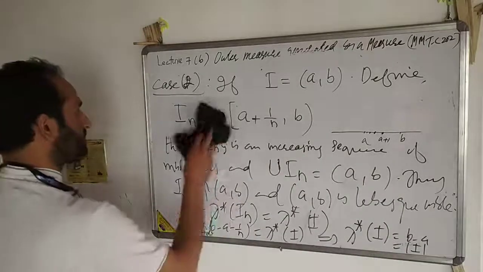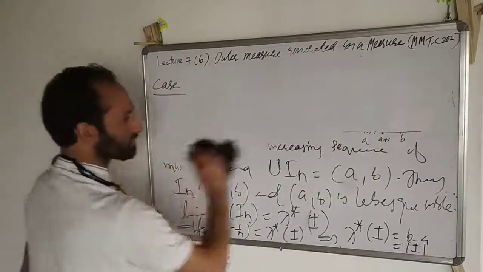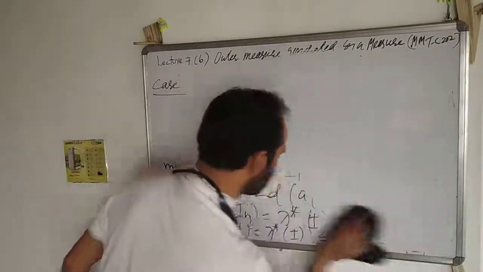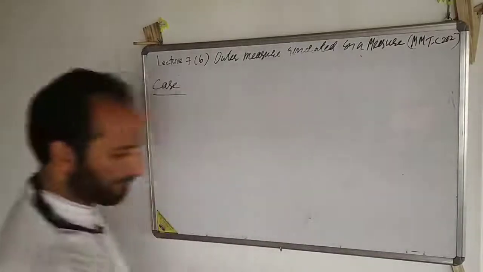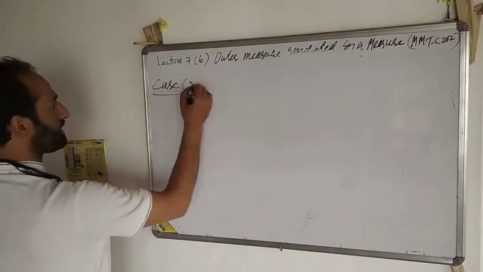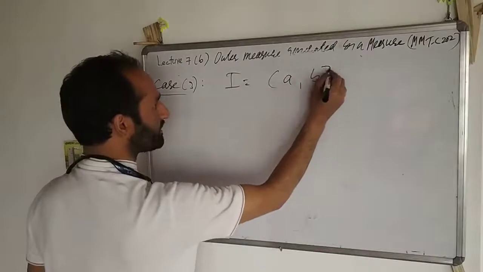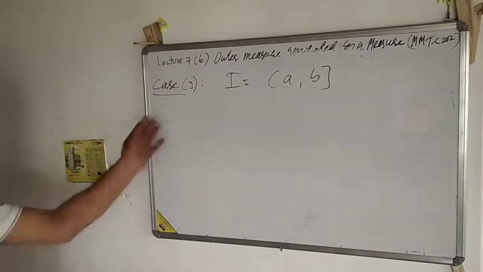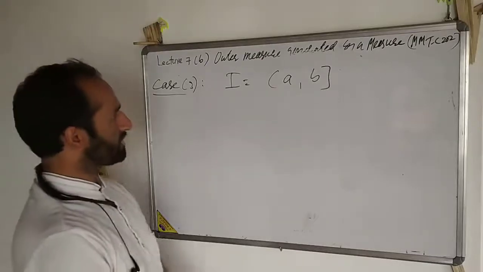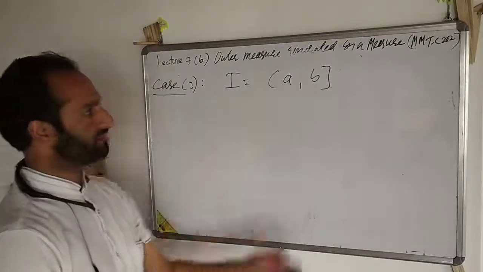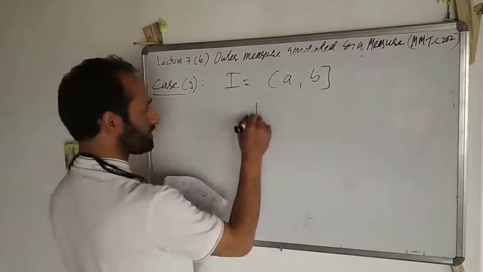Now let's choose the third case. Let's take case third now. You can choose I is equal to open on this end, closed on this end. You can similarly do this proof because the result is already done for the closed intervals. So you have to choose this sequence as earlier.